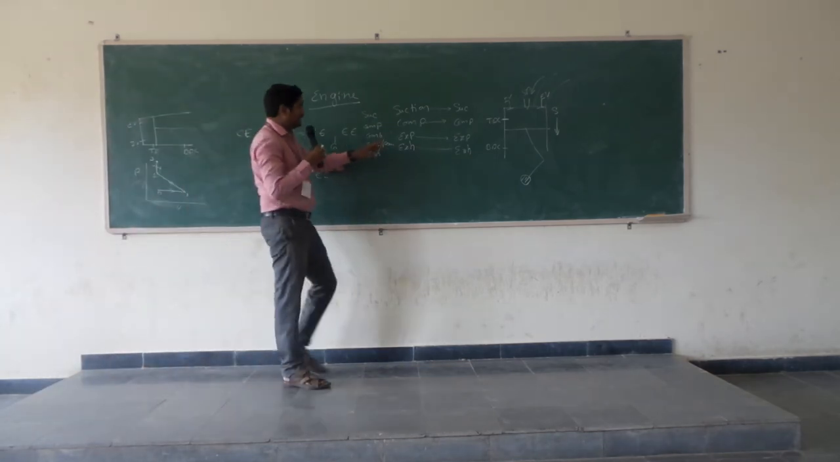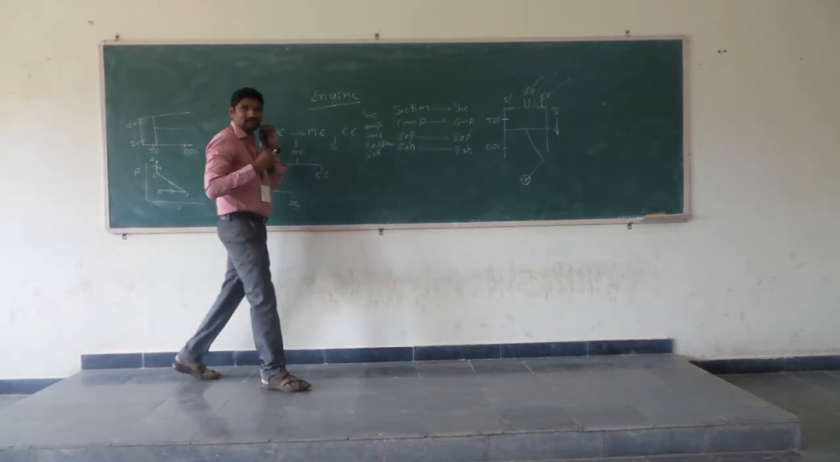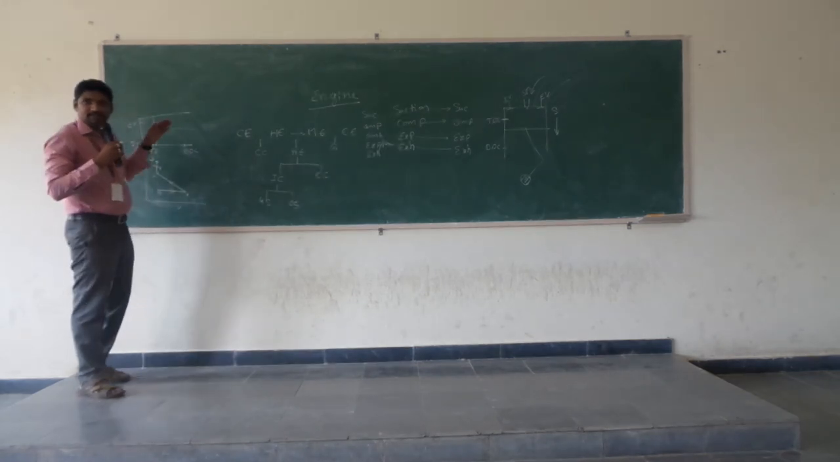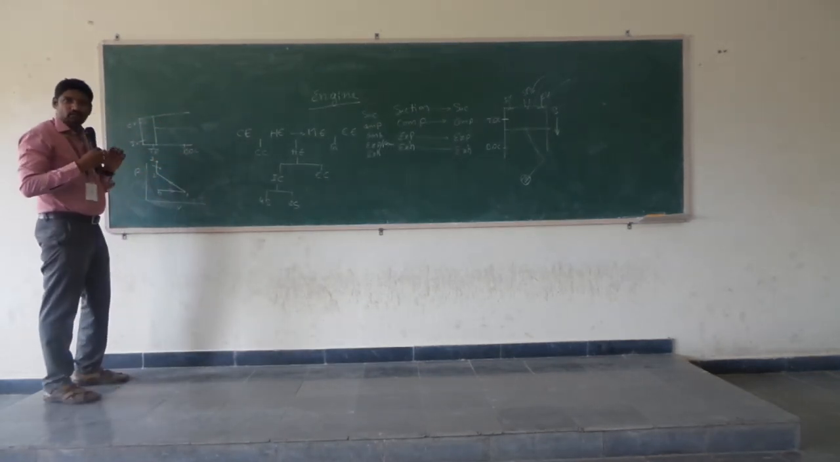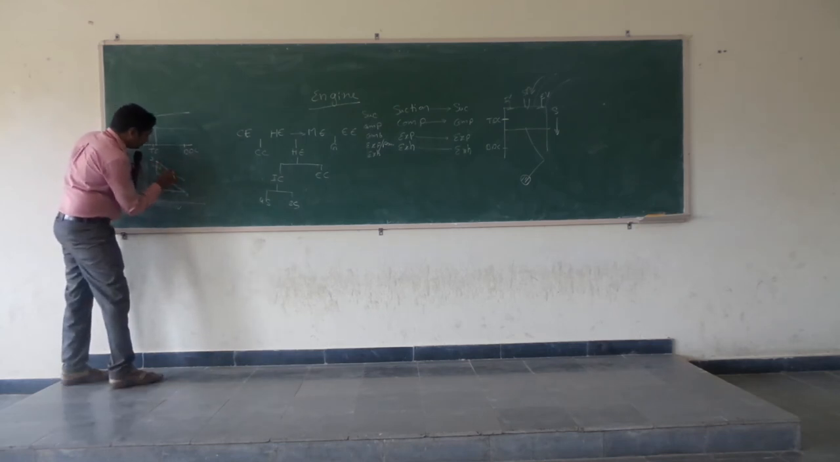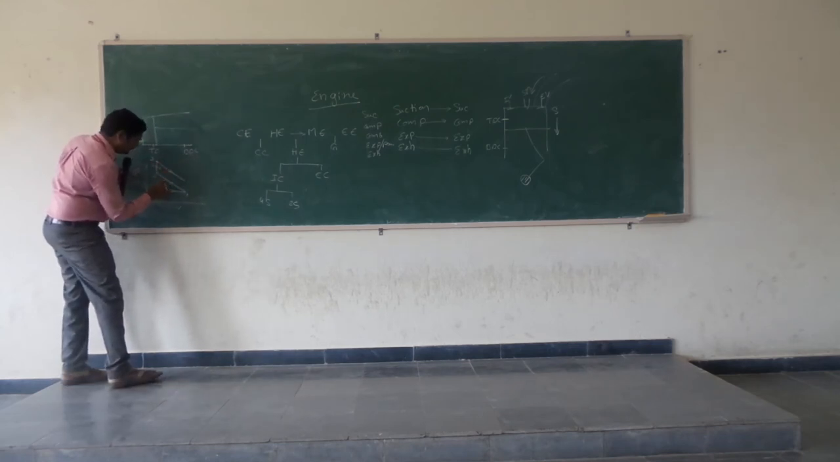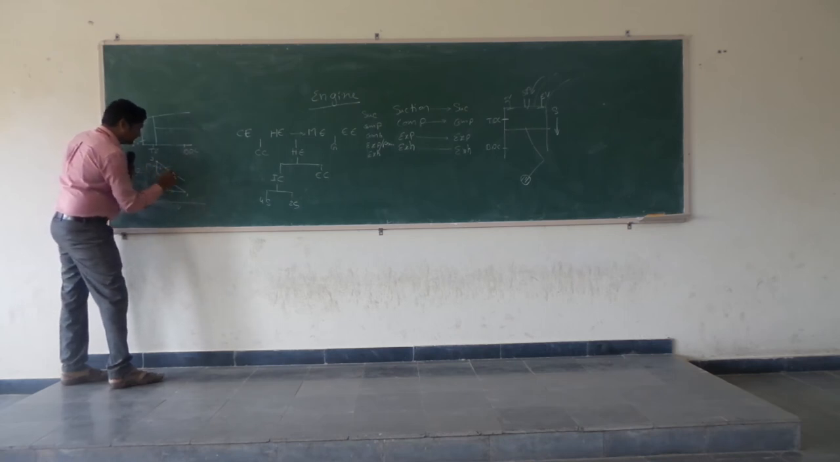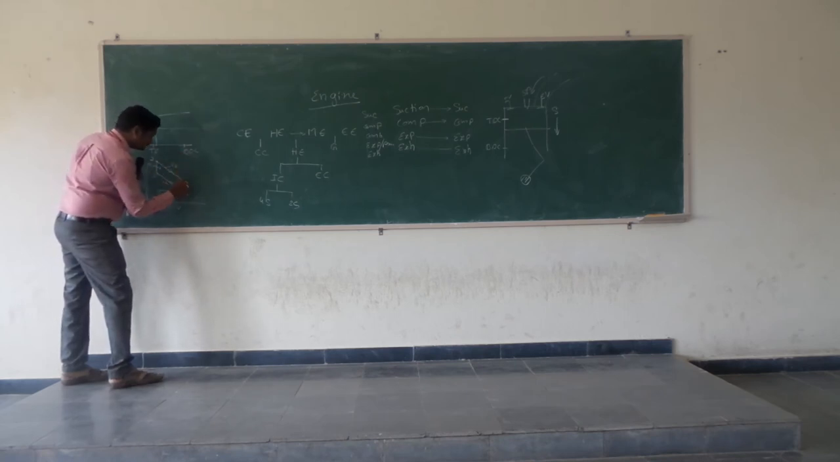After that, the expansion process takes place. In the expansion process, the piston moves from TDC to BDC position. Again, the volume increases, like this. So this is the expansion process. This is the compression, this is the heat input, and this one is the expansion process.